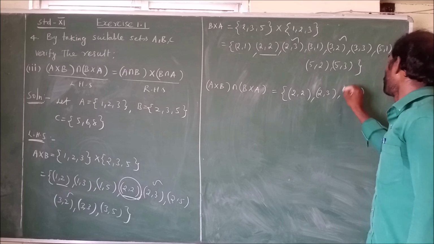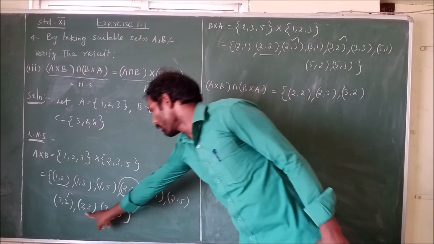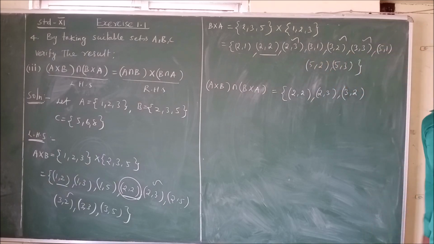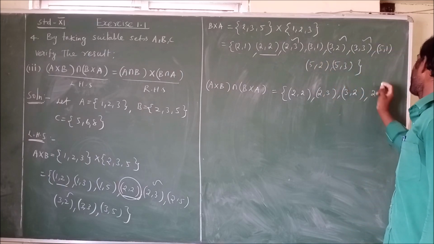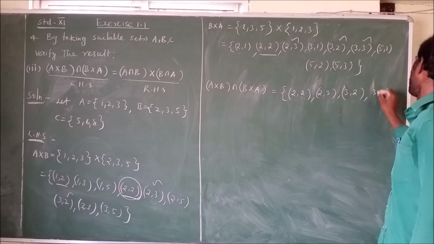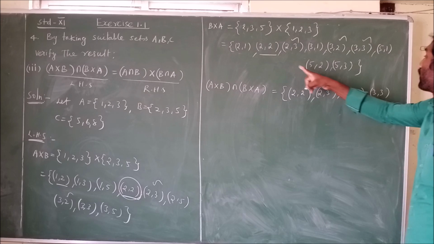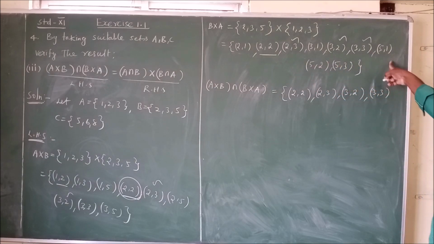Again, (3, 3) appears in A cross B and in B cross A, so another entry is (3, 3). (3, 5) appears in A cross B, but (5, 3) is not appearing.